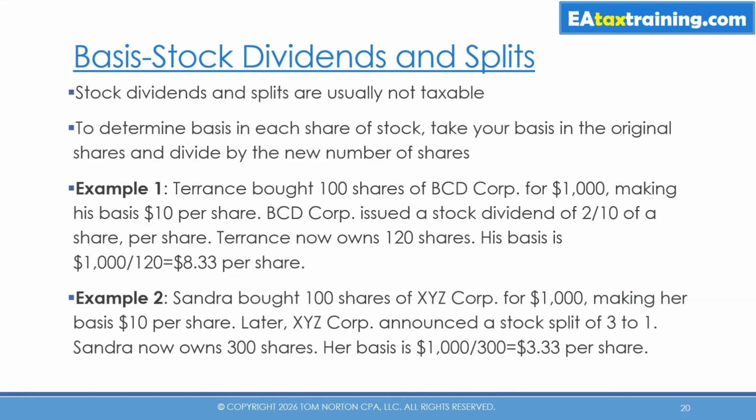It's 100 times $3.33. But remember, in both cases, whether it is a stock dividend or a stock split, focus on the amount of money that they have actually invested in the asset, and then divide that by the number of shares that they now own. That will give you the new basis per share.